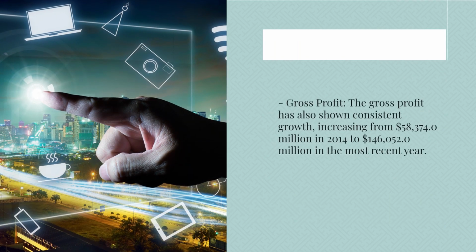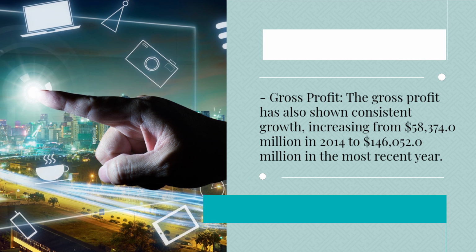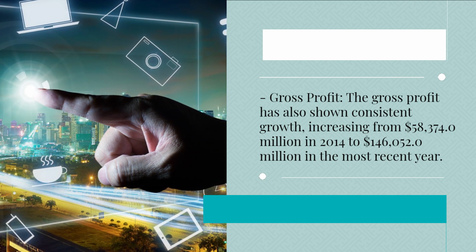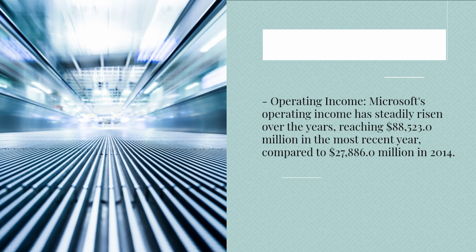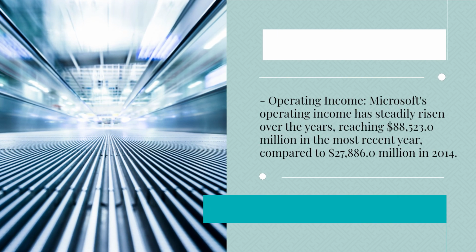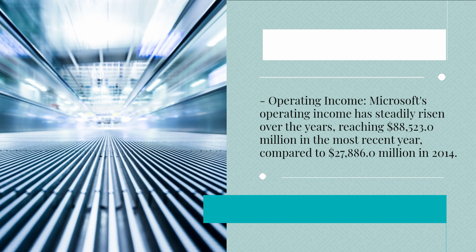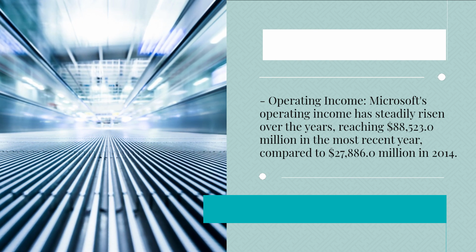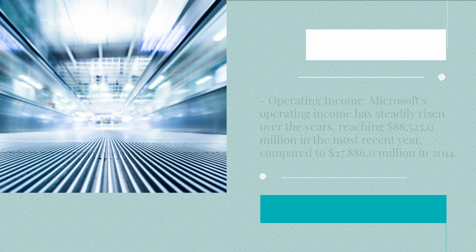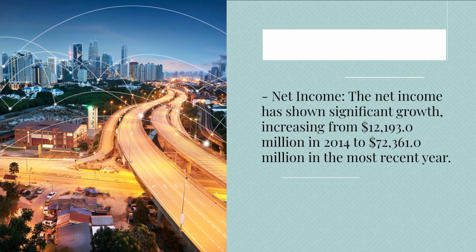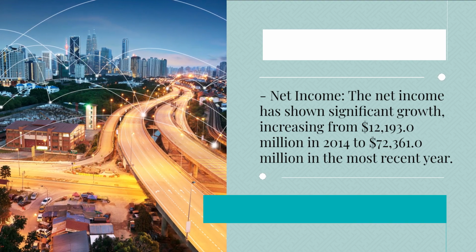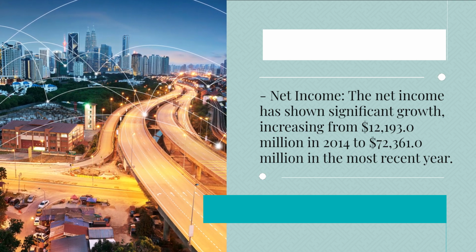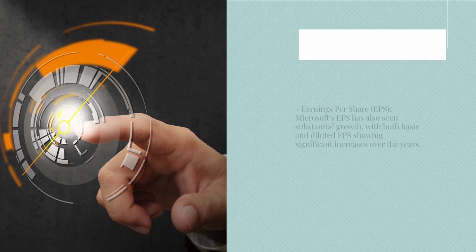Gross profit. The gross profit has also shown consistent growth, increasing from $58,374 million in 2014 to $146,052 million in the most recent year. Operating income. Microsoft's operating income has steadily risen over the years, reaching $88,523 million in the most recent year, compared to $27,886 million in 2014. Net income. The net income has shown significant growth, increasing from $12,193 million in 2014 to $72,361 million in the most recent year. Earnings per share, EPS.